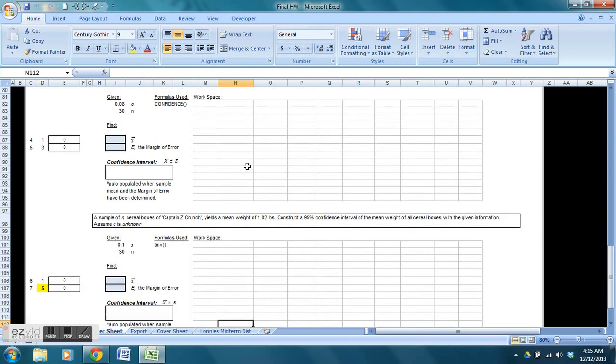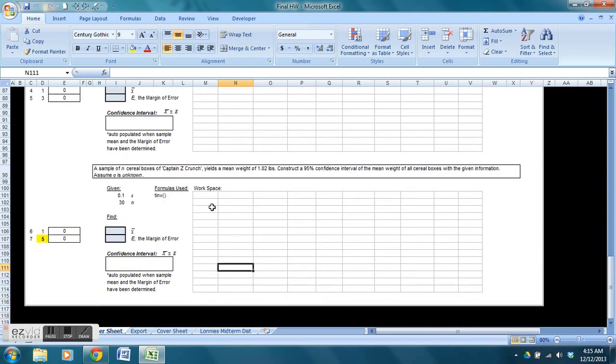And I will help you do this last one as an example. So we have a sample, we have a mean weight of 1.02. So x bar is 1.02. Construct a 95% confidence interval of the mean weight of all cereal boxes with the given information. Assume the population standard deviation is unknown.